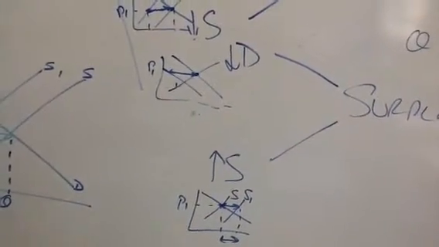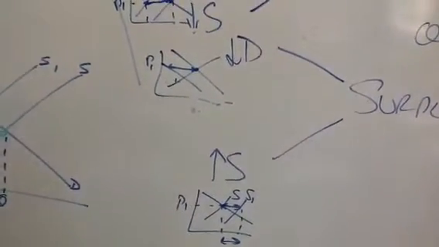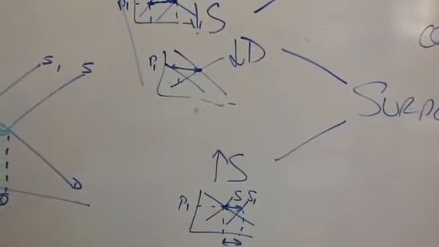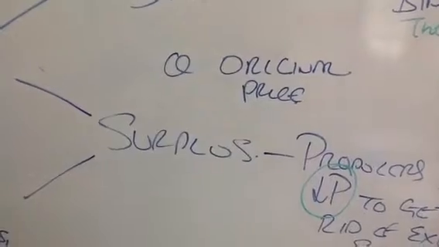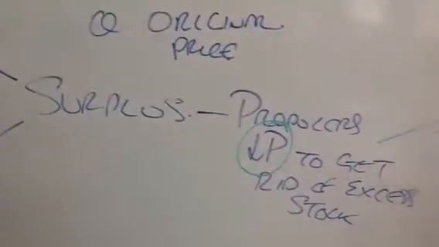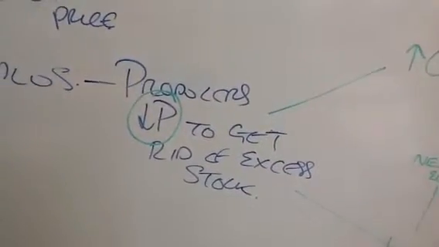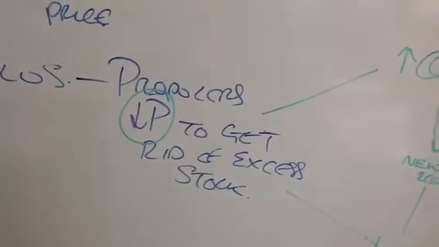If there's a surplus, and a surplus happens when there's a decrease in demand or an increase in supply at the original price, what happens then if there's a surplus? Producers have too much stuff that they can't get rid of, so what they do is they reduce price to get rid of excess stock. As the price falls, that's going to lead to an increase in quantity demanded due to the law of demand, and a decrease in quantity supplied due to the law of supply. Firms are less profitable until you get to the new equilibrium.